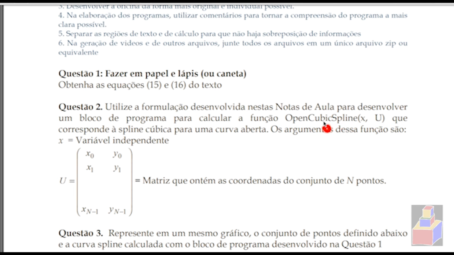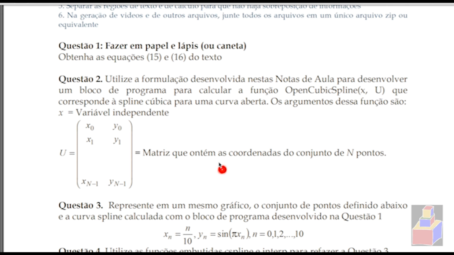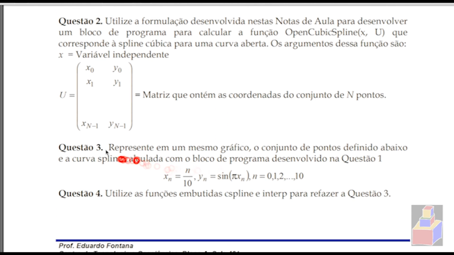U is the set of data points. The first column is the values of x, and the second is the values of y. And you're going to interpolate that at the x value. So this is a single-variable function. So you do it using that matrix equation. Then do some examples in question 3. Let's do interpolation of a sine function.